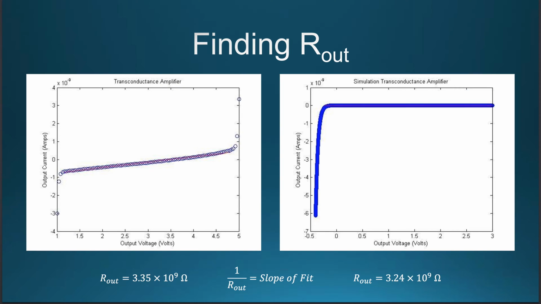We use the slope of a line comparing output current to output voltage, and 1 over R out equals the slope of these lines. So we found R out by finding the slope with the curve fit, as you can see, of our simulation data. And we came out to two very similar answers.